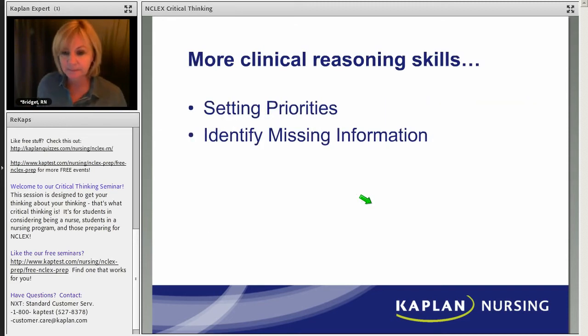We also need to know how to set priorities. This is something nurses do every single day, over and over again. And it starts when I give you a report from night shift. You're coming on day shift and I'm on nights, and I tell you about 4 patients. And the first thing you have to decide when you look at the patients is, which one do I see first, right?